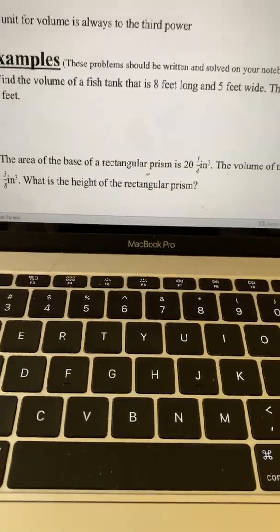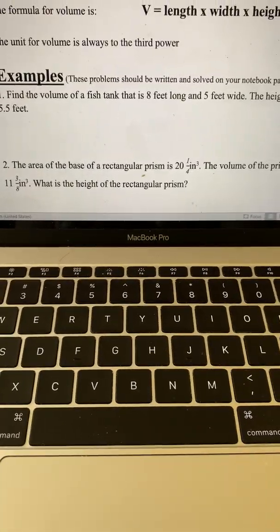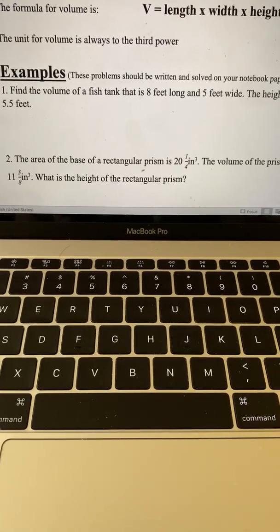For number 2, the area of the base of a rectangle is 20 1/4 inches squared. The volume of the prism is 11 3/8. What is the height? Again, I'm going to start with my formula.